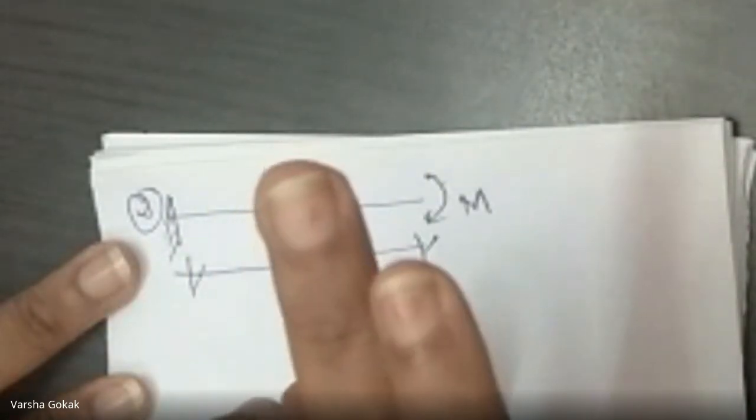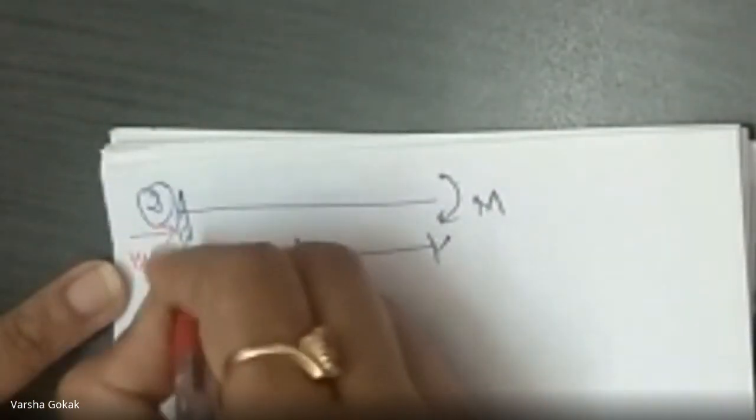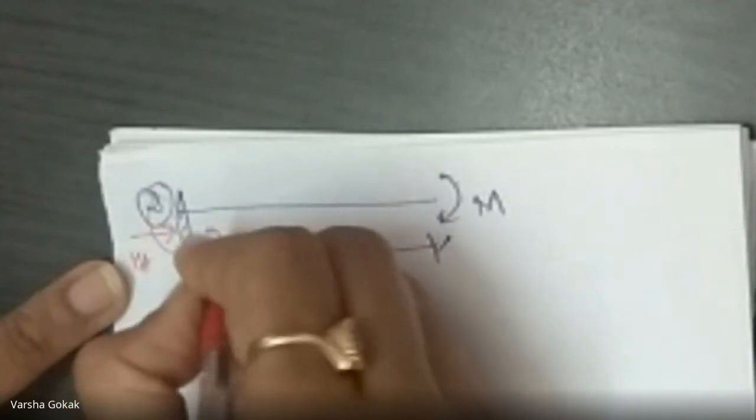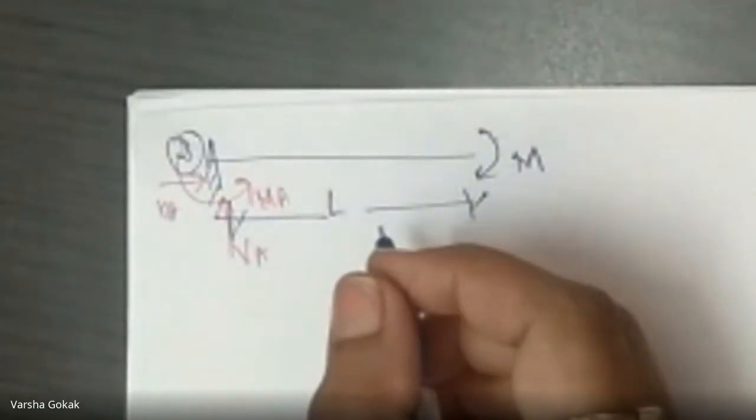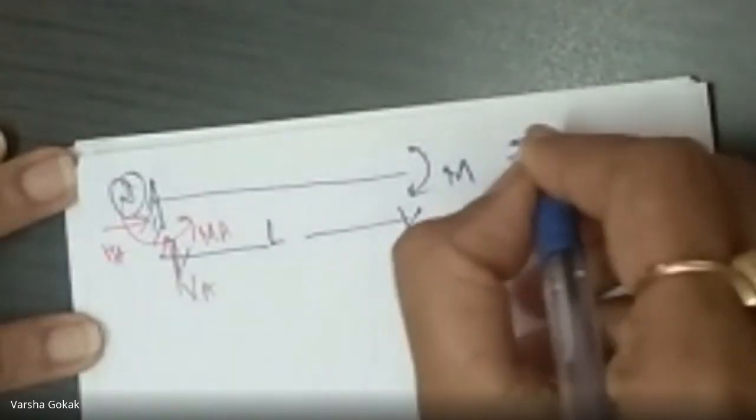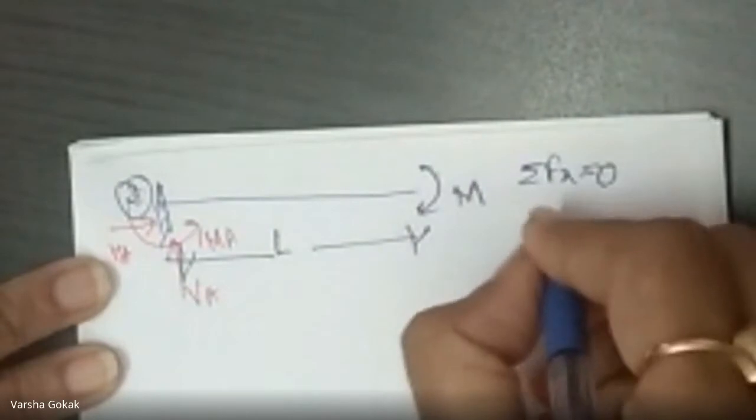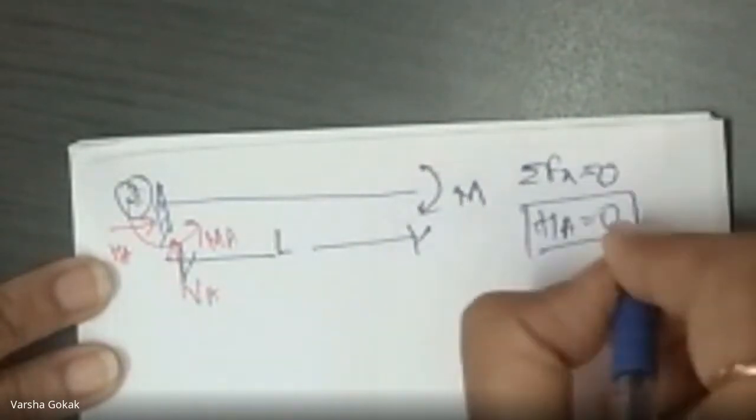Right? Now, based on this, first I will show the reactions. So I will have a HA, I will have a VA, and then I'll have a moment MA. So these three are the reactions at the fixed support, and this is the free end. Now, when I apply the equations of equilibrium, summation Fx equal to 0, how many horizontal forces are there? Only one, that is HA, which is equal to 0 because there is no other force.